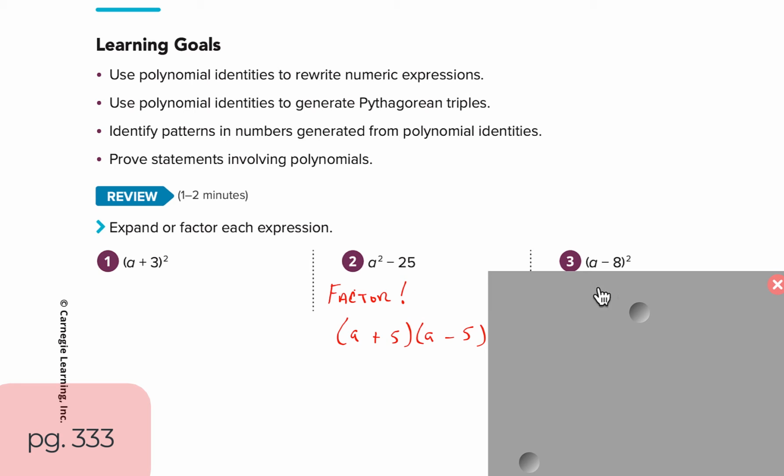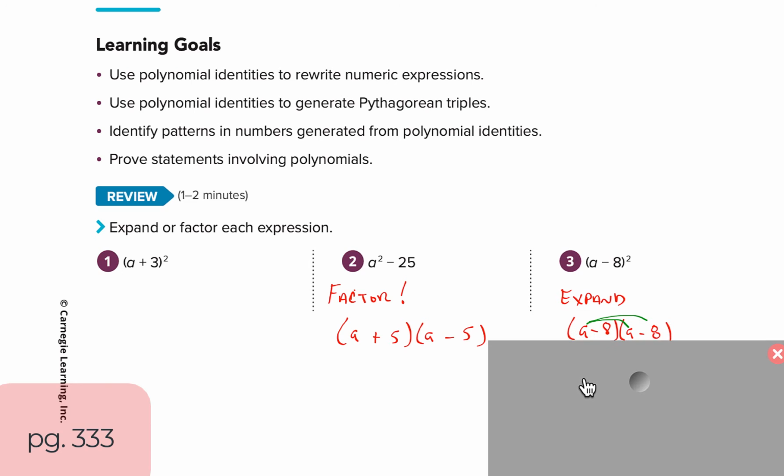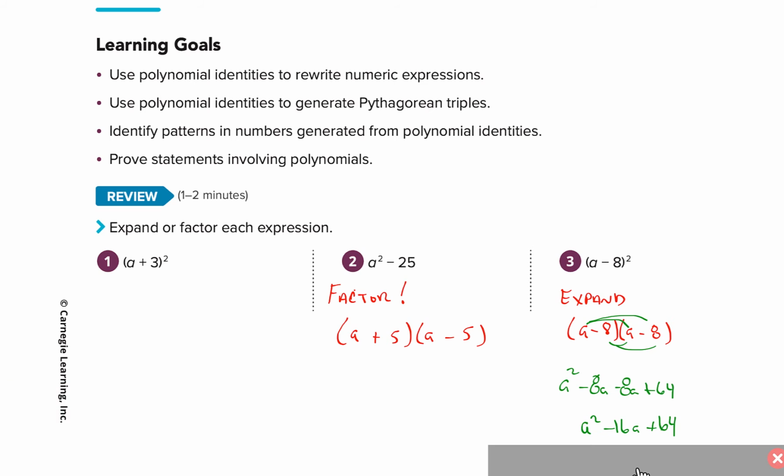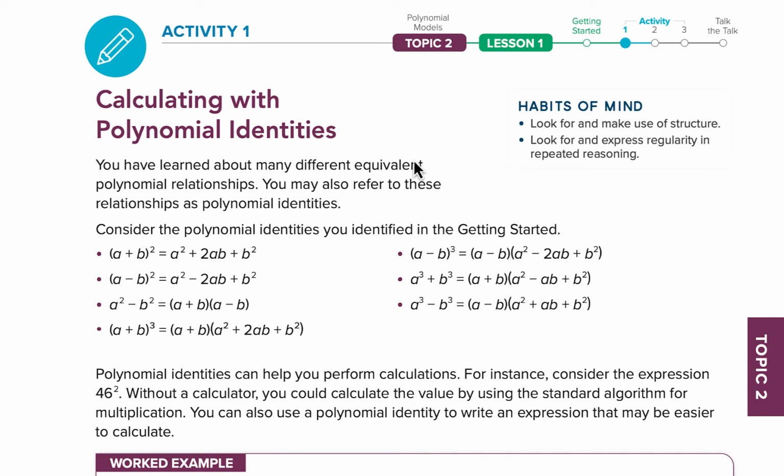But this one is already in factored form, so we need to expand it. What does that mean? Multiply it all out. Hopefully you double distributed and got a squared, then a minus 8a and a minus 8a on the inside, and a plus 64. Final answer is a squared minus 16a plus 64. So these are review. If you have any trouble with those, please ask your teacher. We're going to move on now to page 335.